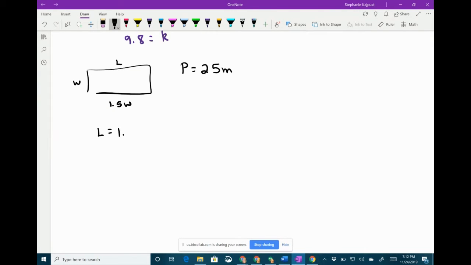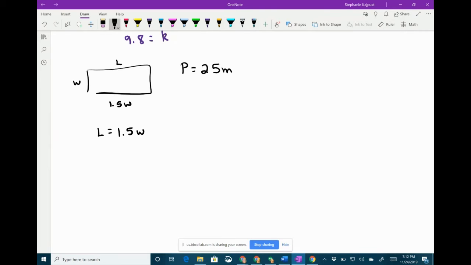That's what it means to write L in terms of W. You're rewriting L as something with W instead, so that way you have only one variable. So that gives you 1.5 W. Then it says to write an equation for the perimeter in terms of W. So that means that you only want to have W in your equation.